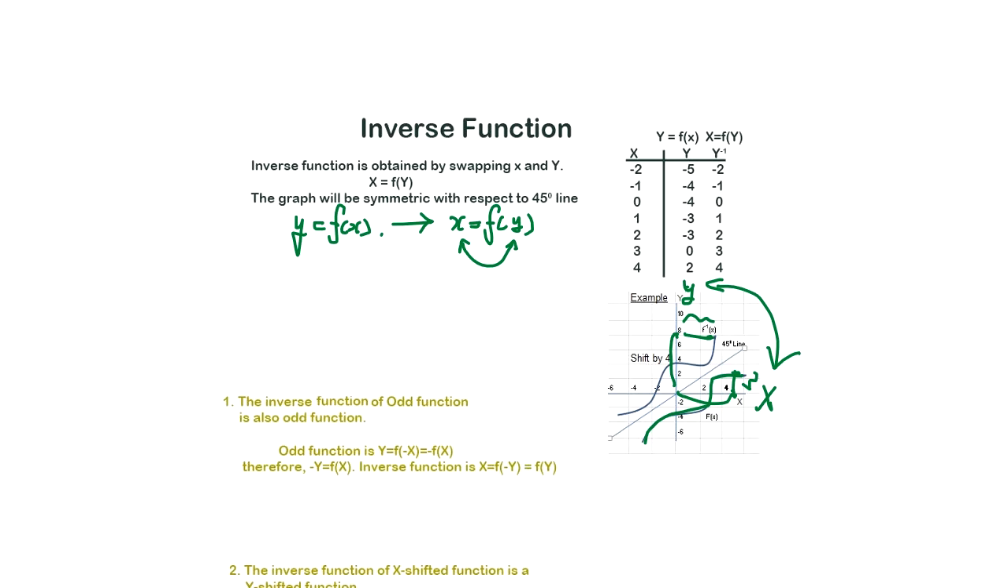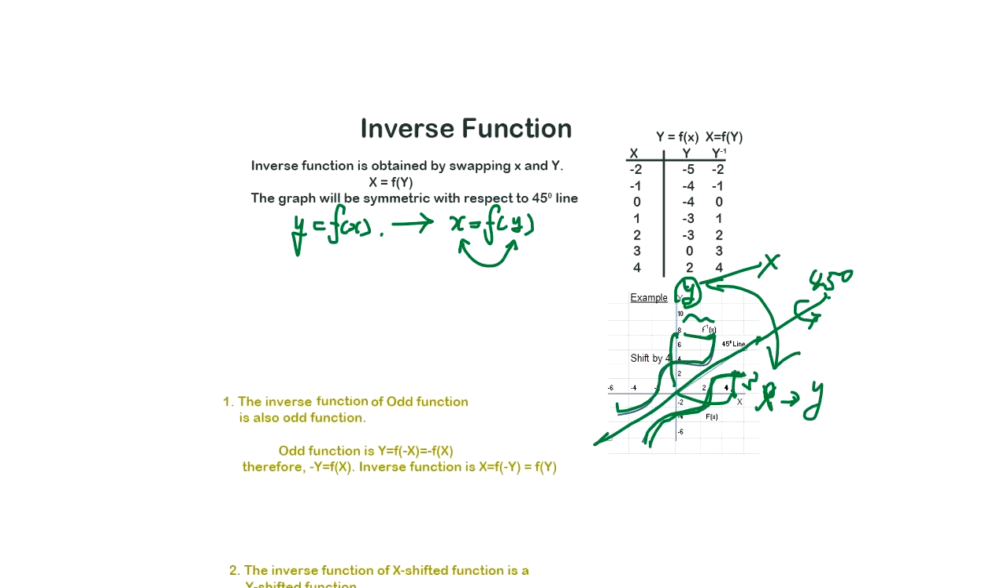Okay, so every point on the function line will be moved to the other side. The x now looks like y and y looks like x. That means it's symmetric. Symmetric to what? Symmetric with respect to the 45-degree line. So it's like you rotated the coordinates along this line.